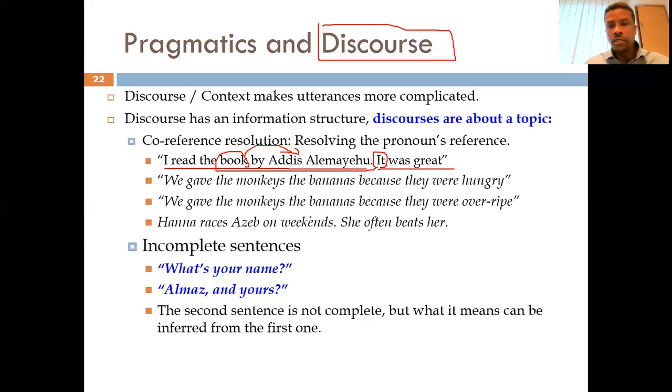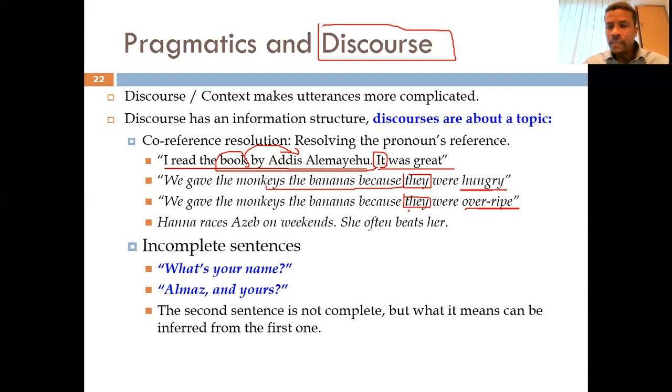And for instance, you can say we gave the monkeys the bananas because they were hungry. Mind you, the only difference between the two sentences is the word hungry and overeaten. True? Everything else is the same. But what is they referring to? In the first case, they is referring to monkeys.